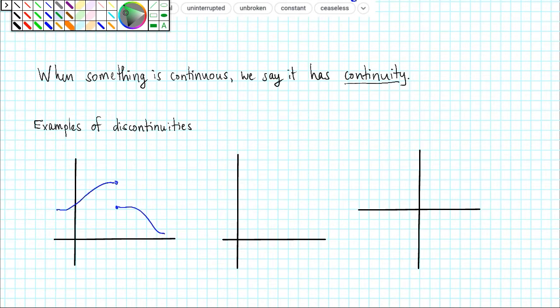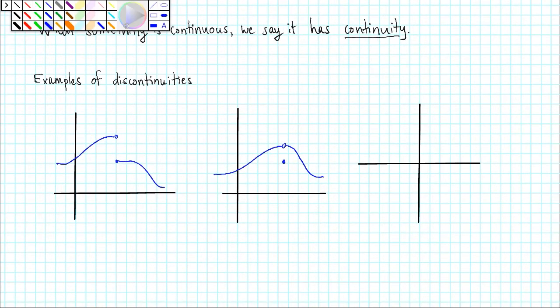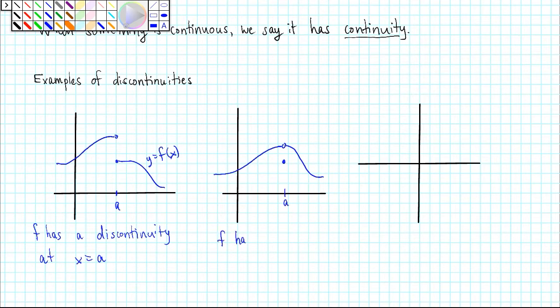And another one that can be related to this, and it doesn't show up very often, is if we're coming along here, but then there's this hole, and for some reason the value of the function is different at that one point. So let's say something about both of these. If this is called a, and this is a graph of y equals f of x, we would say f has a discontinuity at x equals a. And again, this is true here.